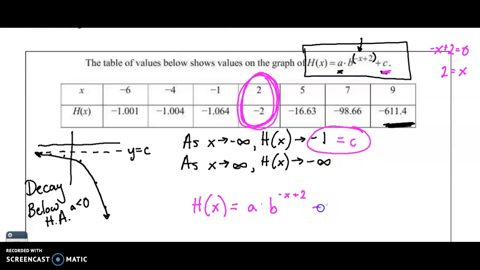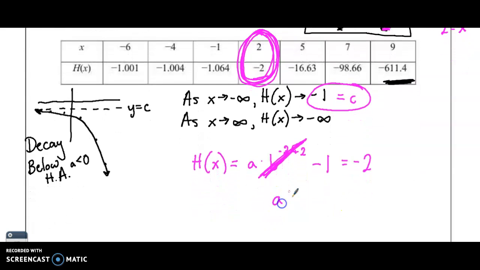We now know that c equals negative 1. Well, if I strategically pick this value out, which is why I'm doing it, and x is 2, then we get a y value of negative 2. So negative x plus 2 is 0, b to the 0 power is 1, and what I have is this equation now: a times 1 is still a, minus 1 is equal to negative 2. Well, I can add 1 over, and now I know that a equals negative 1. And that confirms my statement earlier that a must be a negative number because we're below the horizontal asymptote.